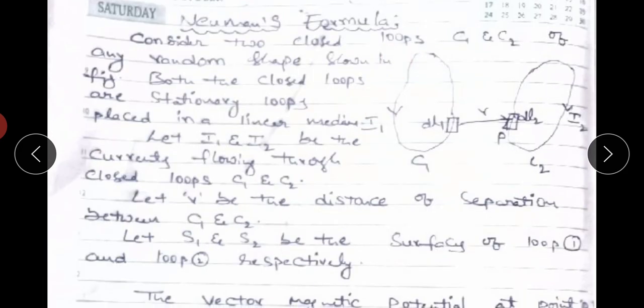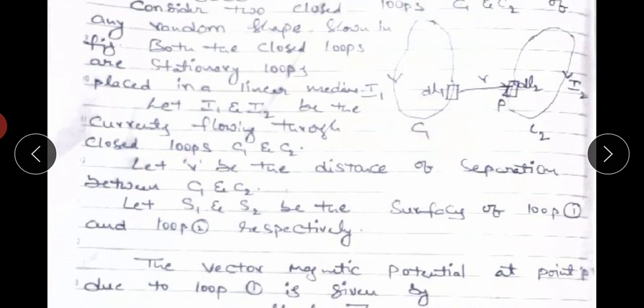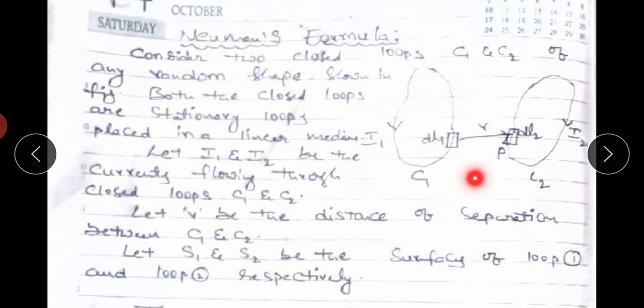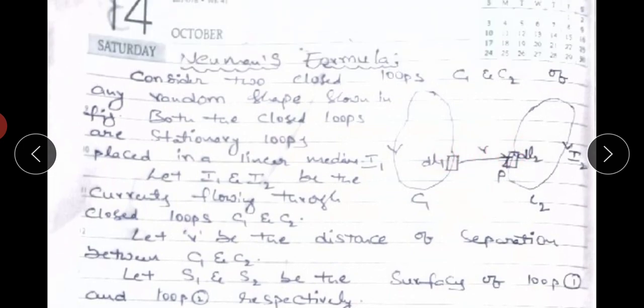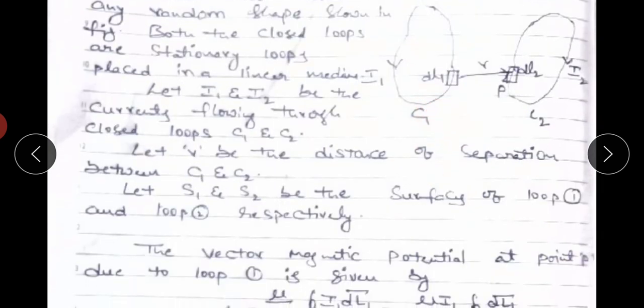Okay, let I1 and I2 be the currents flowing through the closed loops C1 and C2. C1 current equals I1 and C2 current equals I2. Let R be the distance of separation between C1 and C2. Here R is the distance vector from dl1 to dl2. Let S1 and S2 be the surfaces of loop 1 and loop 2 respectively. So C1 surface area equals S1, C2 surface area equals S2.